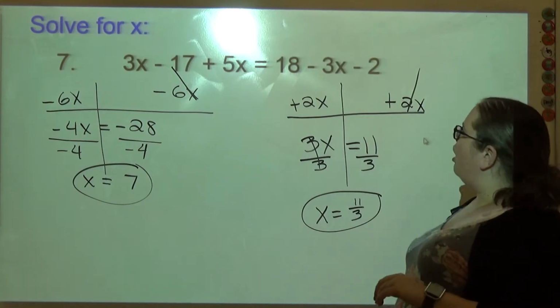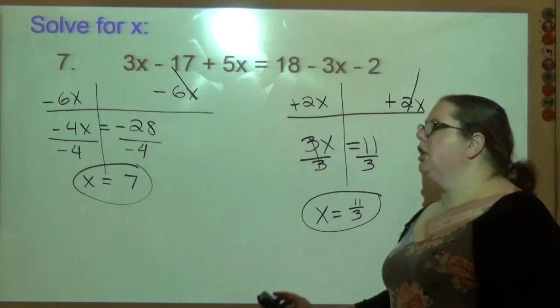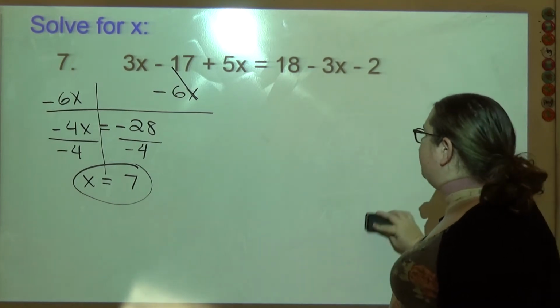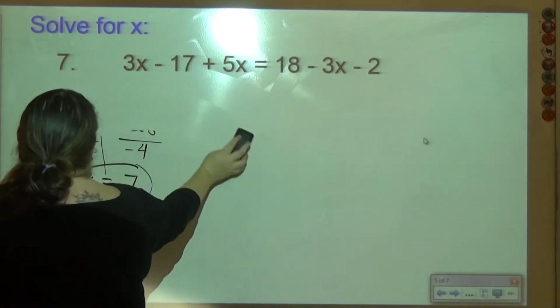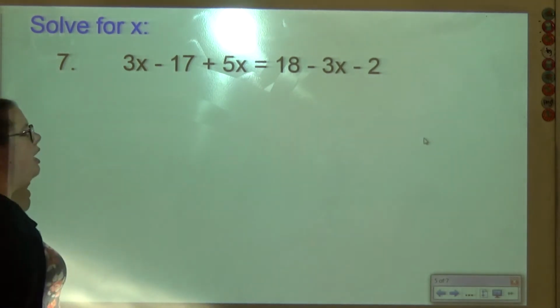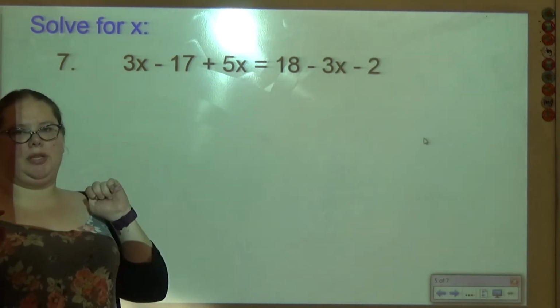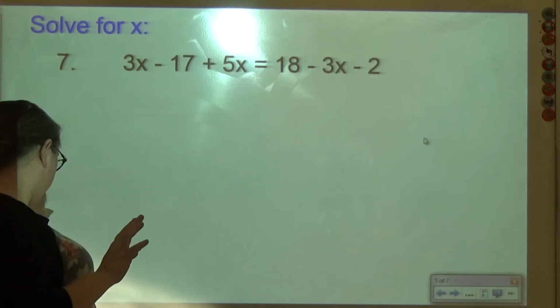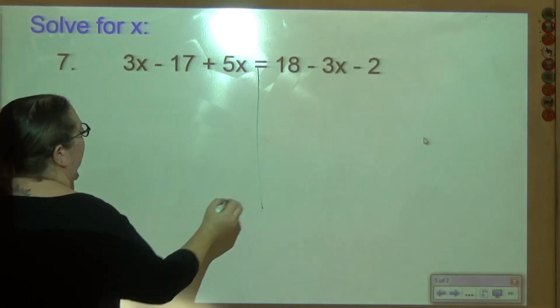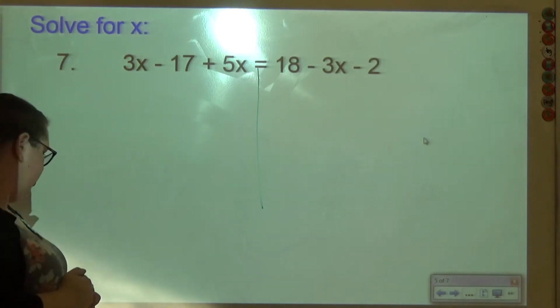So this next problem, we're going to combine both sides and our combining like terms. So write the problem down. Take a minute and just combine like terms on each side. Don't go crazy with it. Just take a minute, pause the video, and just combine like terms.